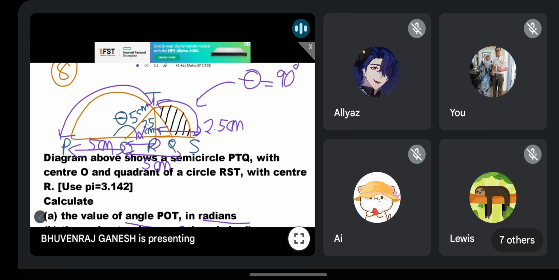Basically, you just compare the length one by one only. RQ equals to OQ minus OR. QS equals to RS minus RQ. You got two equations, so you solve simultaneous. Understand, Joshua?